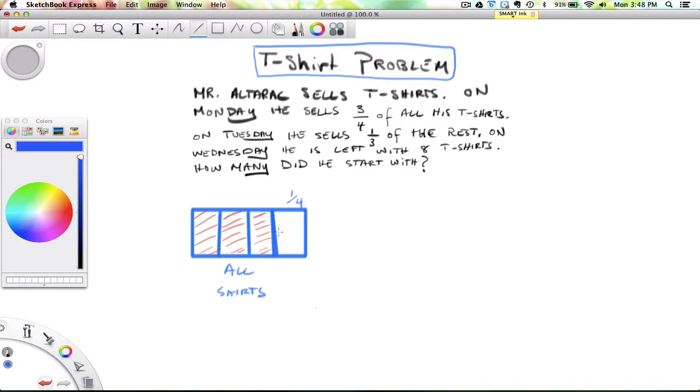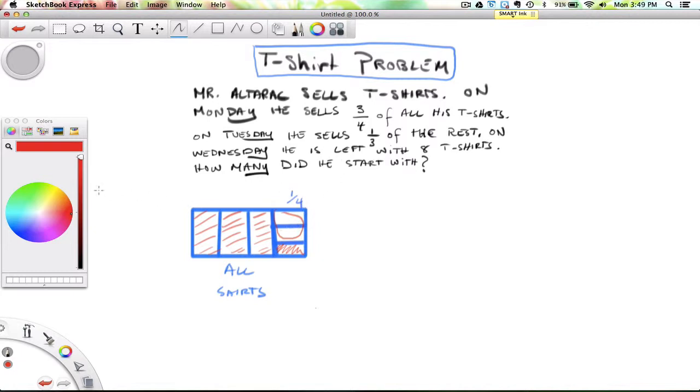So I have to break up this box into 3 pieces because he sold 1/3. Each of these pieces have an equal amount of t-shirts in it. And so let me shade in the 1/3 that he sold. He sold 1/3 right here. Here's 1/3 sold. So he's left with 2/3 of the 1/4. He's left with 2/3 of this 1/4.